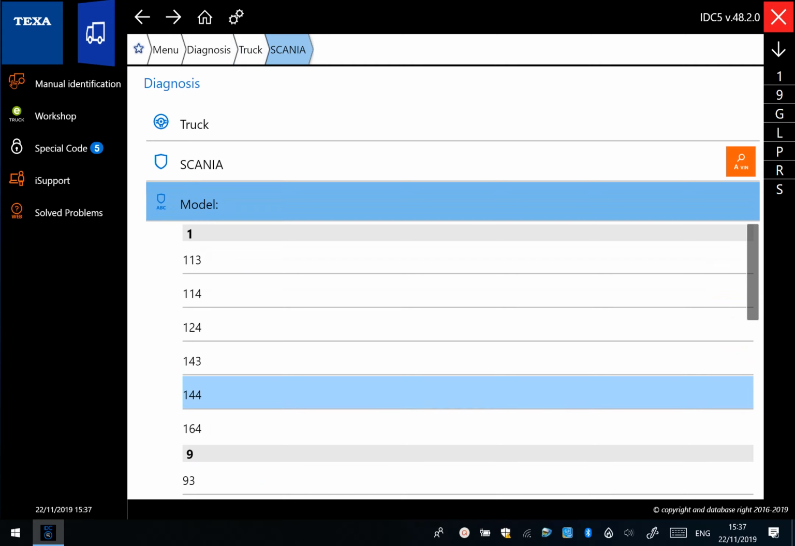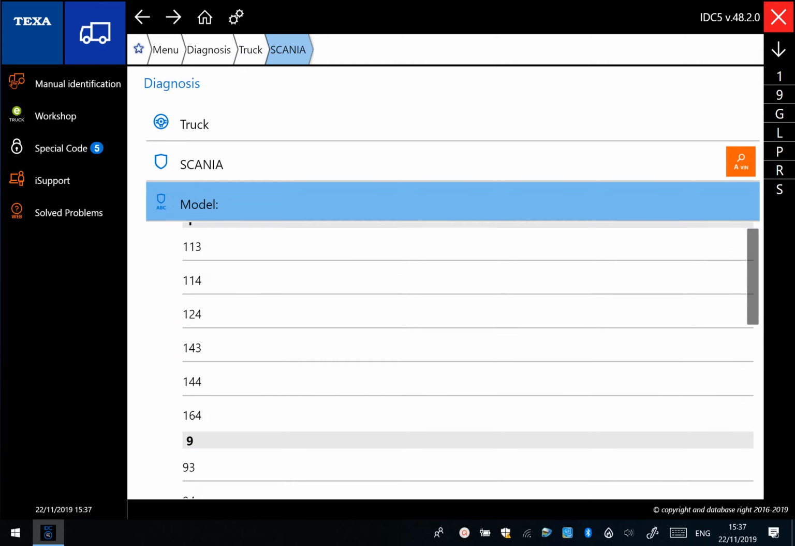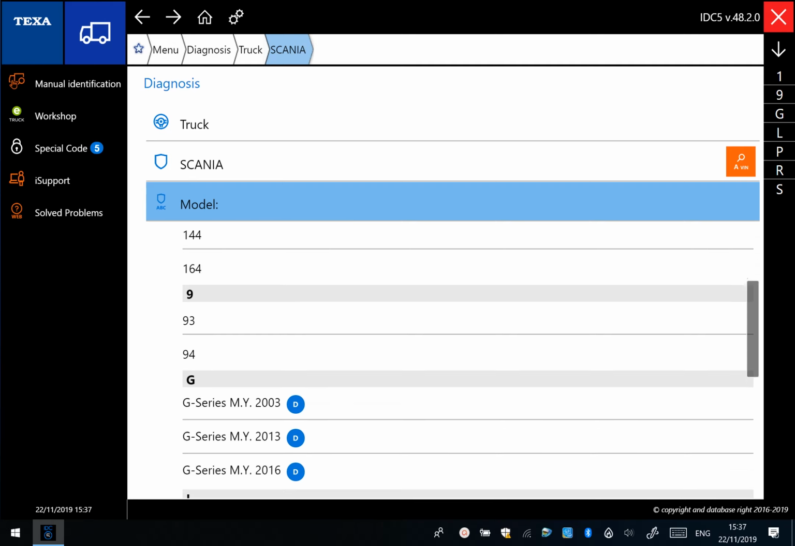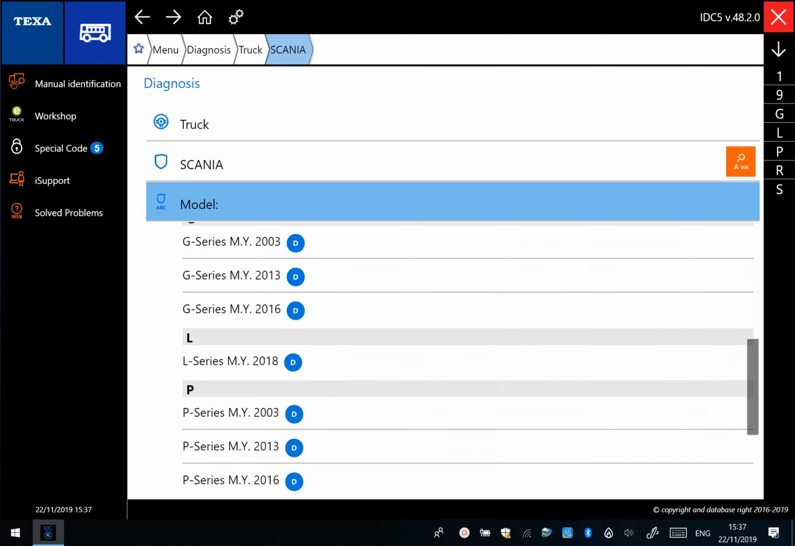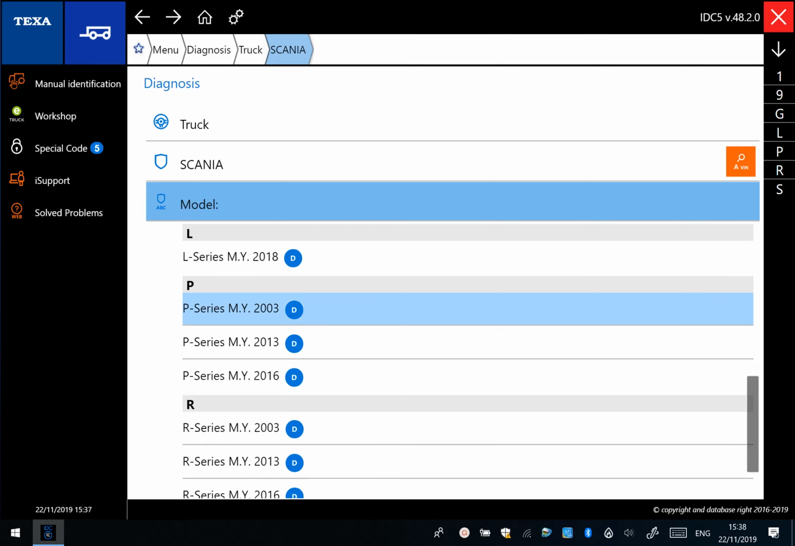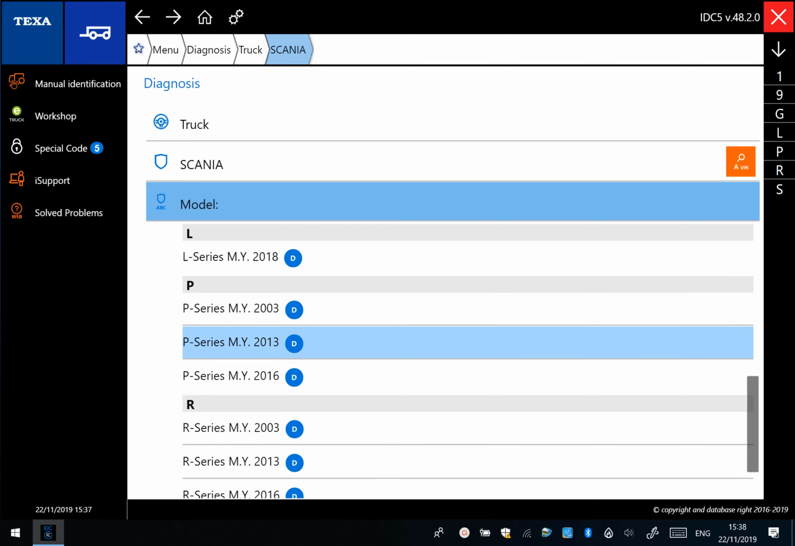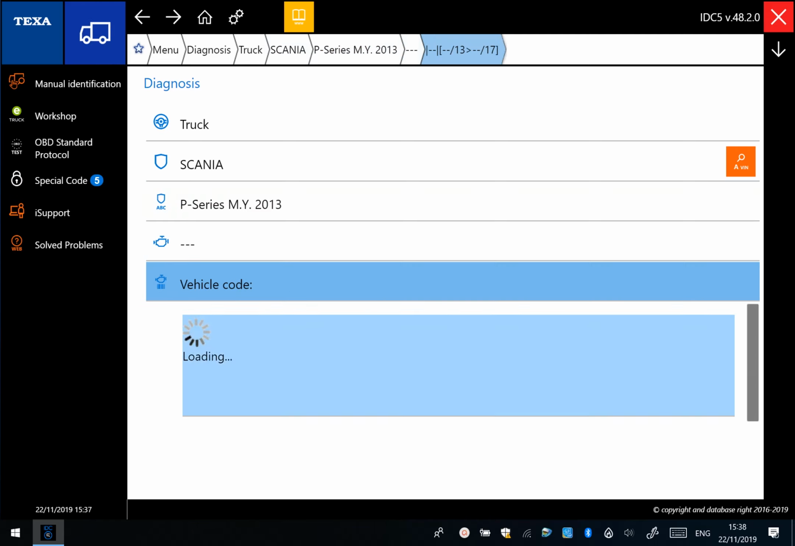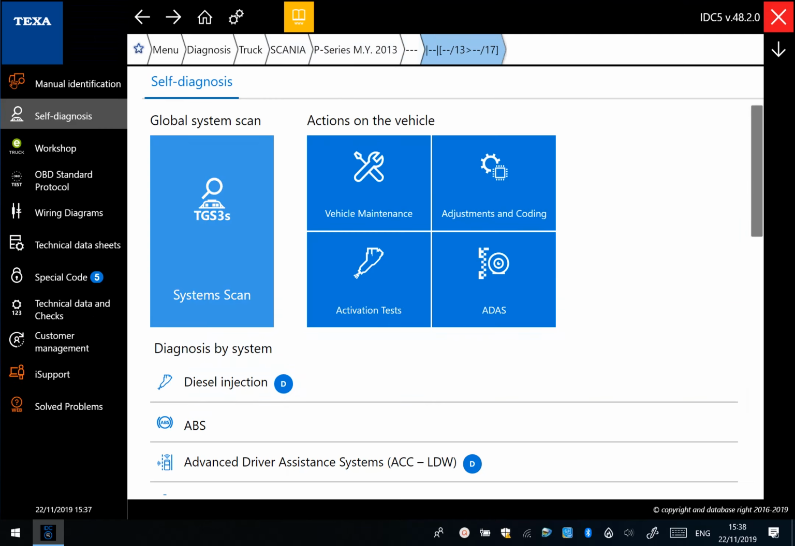So we'll click into Scania, and again what you're given is a model list. Now I'm pretty certain you're going to have P series Scanias. I could be wrong. So what we'll do, we'll just pick one of the 2013 onwards models. Okay, so what that then takes us into is the main self-diagnosis screen. Now what you'll see flashing is a global system scan.